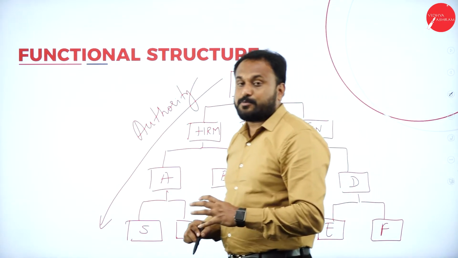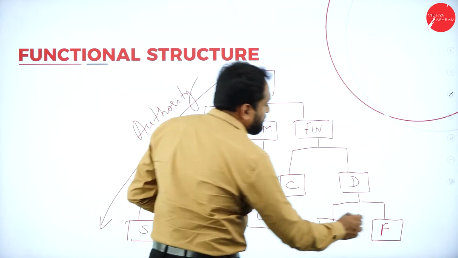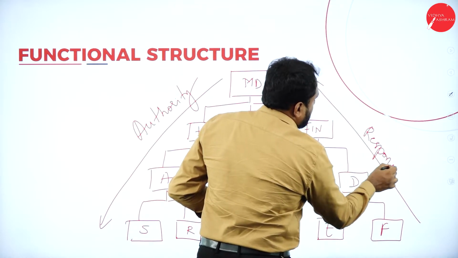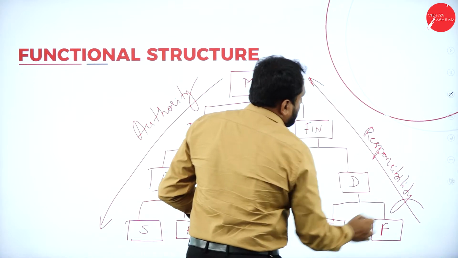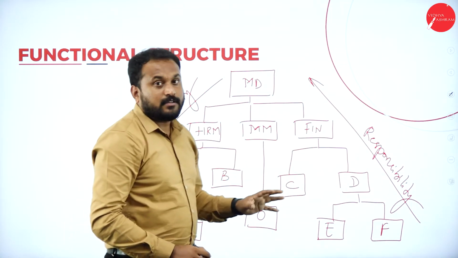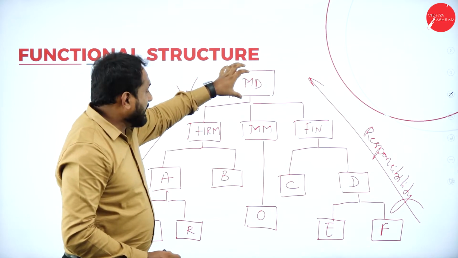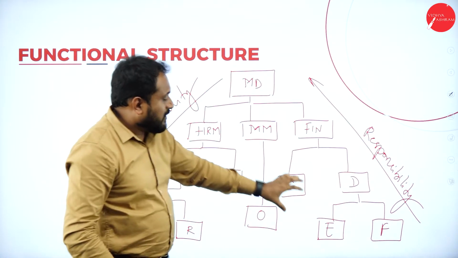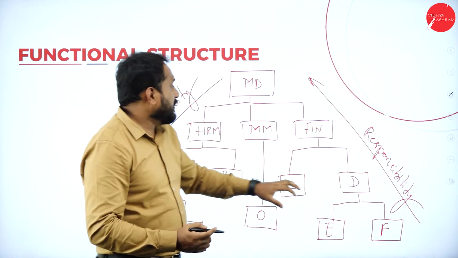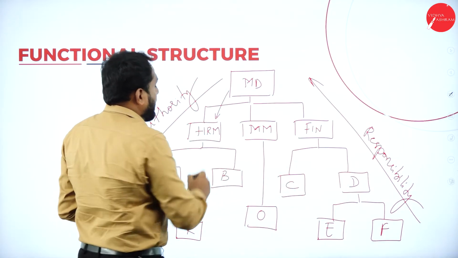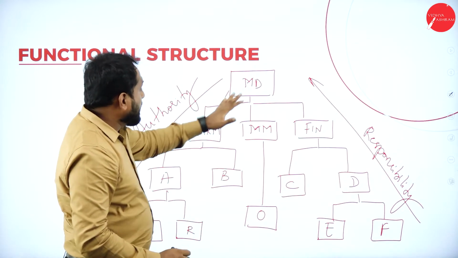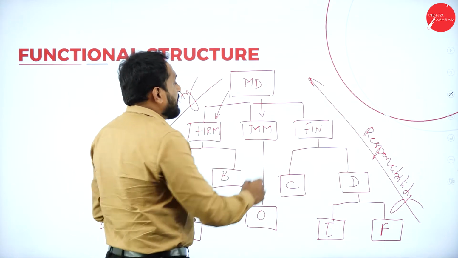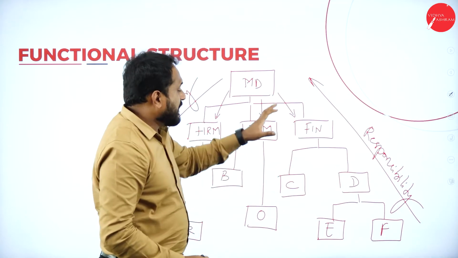And when you understand the responsibility part, responsibility flows from bottom to top. That is responsibility. Now understand the hierarchical thing. The MD will get the work done from each and everybody, but the MD will never tell person E to work something. He'll tell the HR manager, and the HR manager will take care of his team. He'll tell the marketing manager, who will get the work from his team.